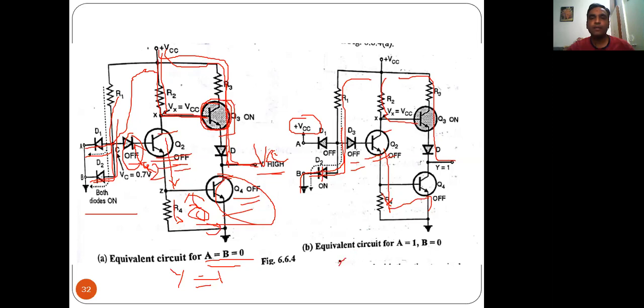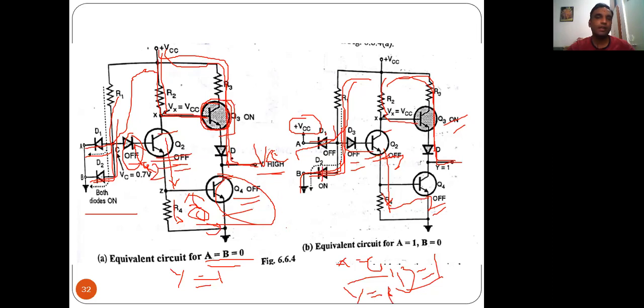Same way, if I explain to you about A equals 0 and B equals 1, I can apply this logic. In that case, A is 0, so this diode D1 will be on, but B is 1, so D2 will be off. But all this VCC will be grounded through A, so again D3 will be off, so Q2 will be off, Q4 will be off, Q3 will be on, so the output Y is equal to 1. In this combination also, my output Y will be 1.